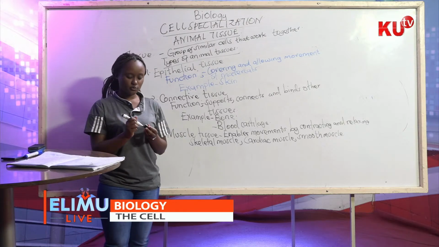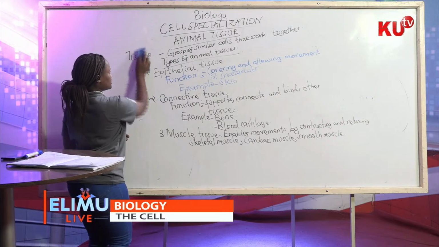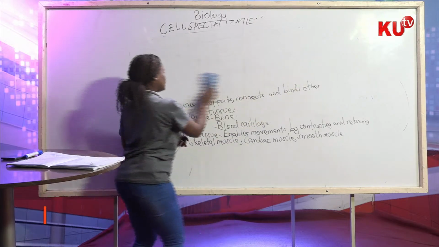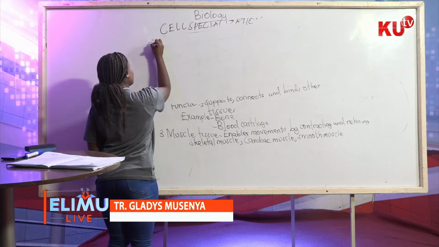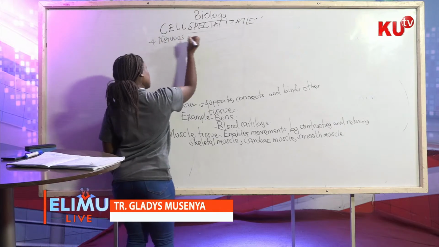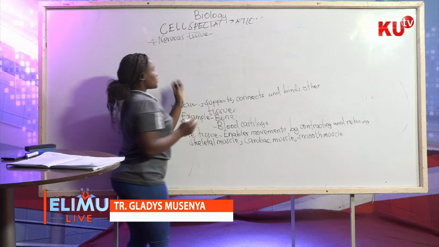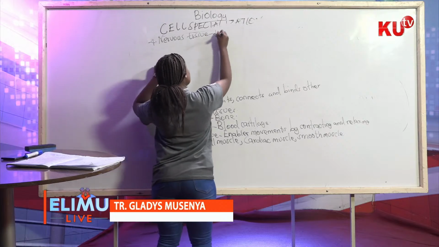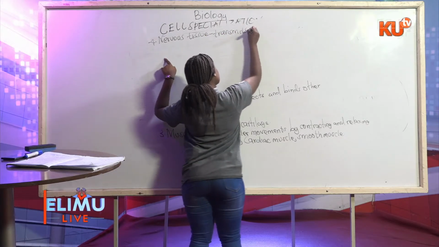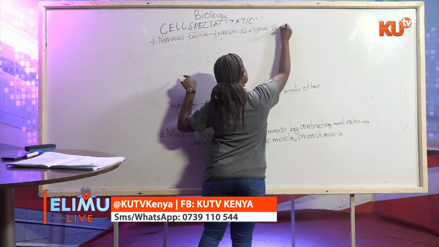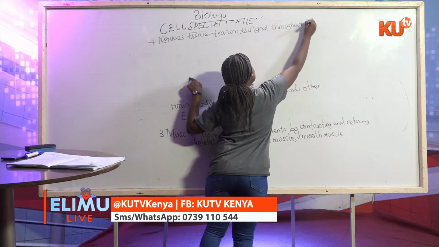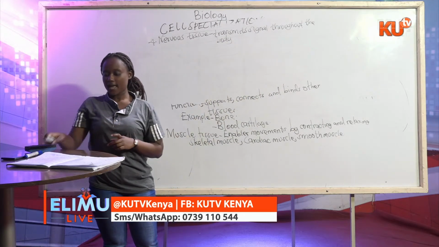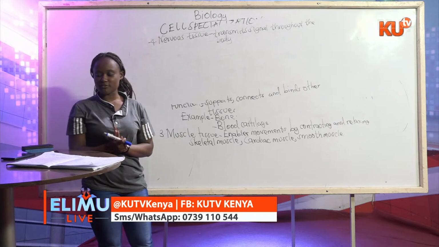We go to our fourth tissue, which is the nervous tissue. Nervous tissue transmits signals throughout the body, and it enables communication between different body parts.